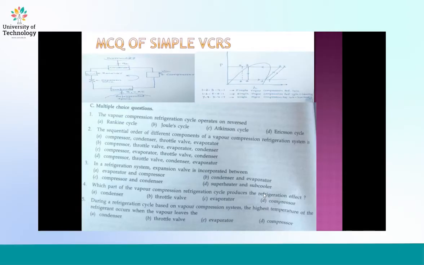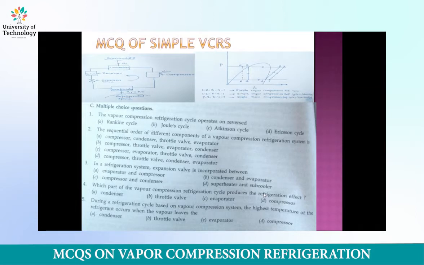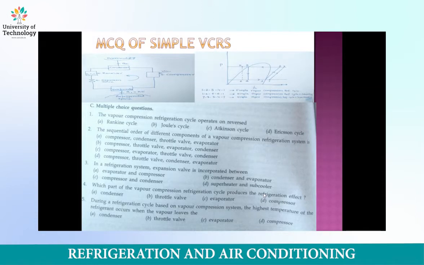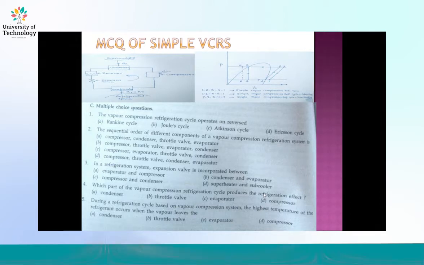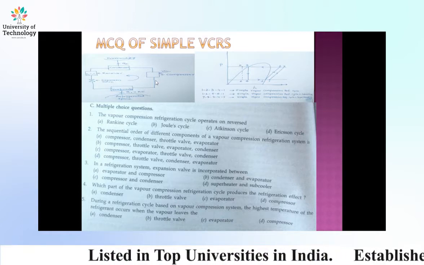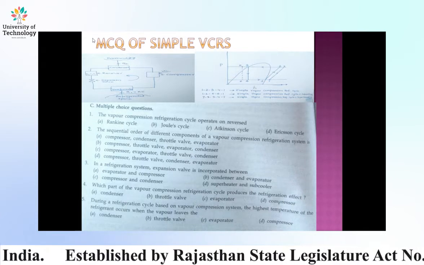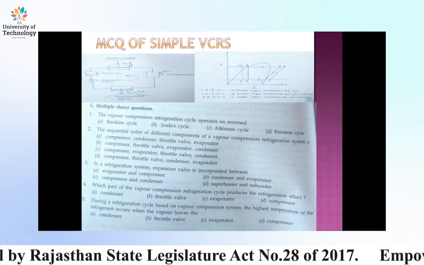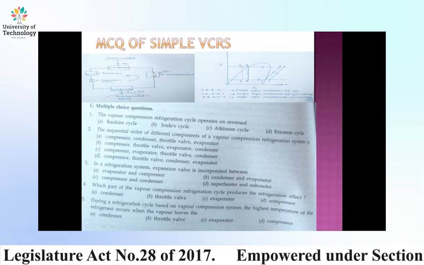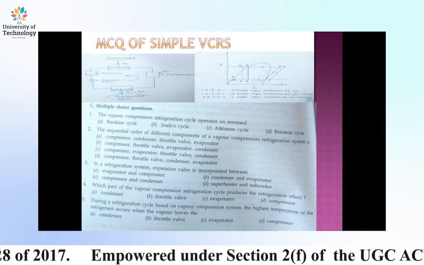We are going to solve some multiple choice questions on the basis of simple vapor compression refrigeration system. Normally, all the questions based on simple vapor compression refrigeration system are solved by using these two figures. This one is the line diagram of simple vapor compression refrigeration system, and this is the pressure specific enthalpy plot.